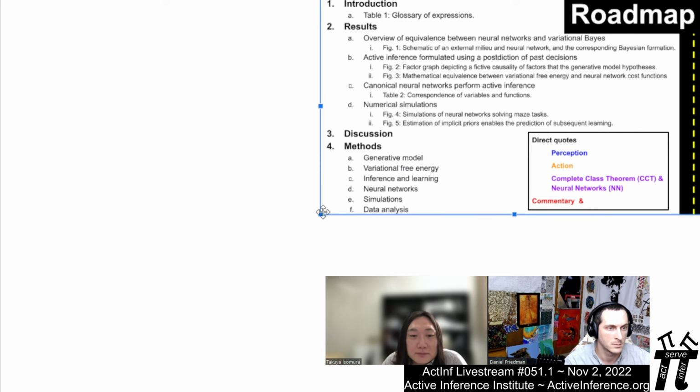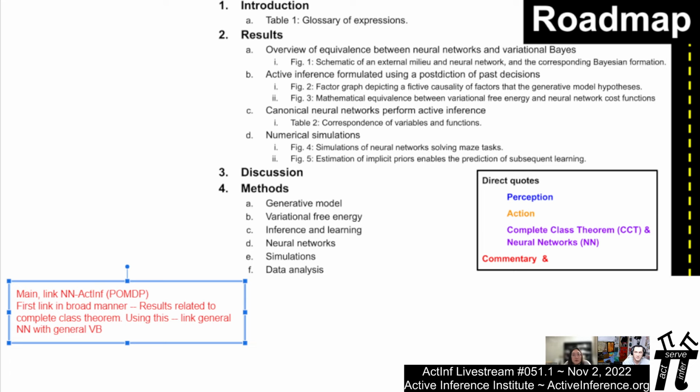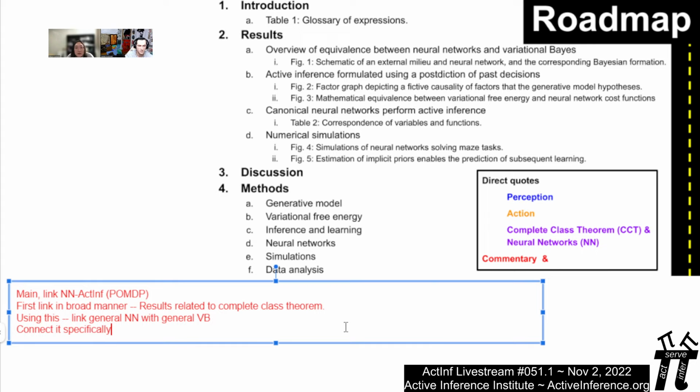So in the following sections, we characterize the problem using POMDP, or partially observable Markov decision process, and link that model with a particular class of canonical neural network. And then we use the simulation to corroborate that property in terms of some maze tasks.